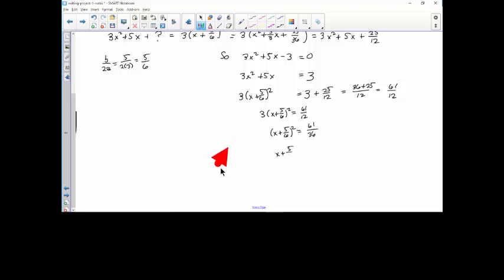And now the next step should be x plus 5/6 equals plus or minus the square root of that right-hand side. Now I can pull the 36 out of the square root as a 6, and then finally x equals minus 5 plus or minus the square root of 61 over 6.